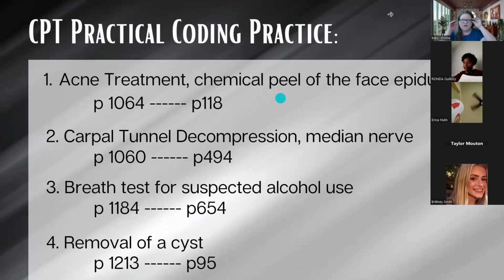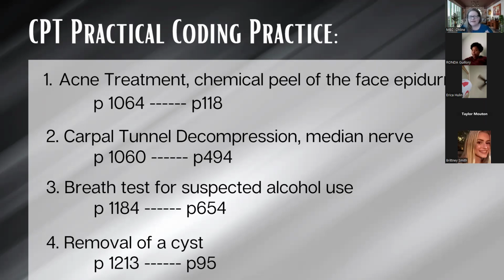All right, so what I did here was I took some examples, some basic scenarios, and I looked them up in the paper copy of the CPT manual, and I wrote down, just so y'all could kind of get an idea, like for acne treatment, chemical peel of the face, and my little bubble is face epidermis. In the alphabetic index, I found that on page 1064. Remember, it's at the back of the book. But when I went to the tabular, it was way in the front on page 118, or something to that effect. So what y'all can do, and I've got the answers on the next slide of what those codes are, what those CPT codes are.